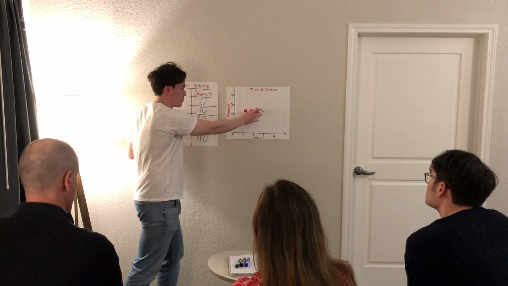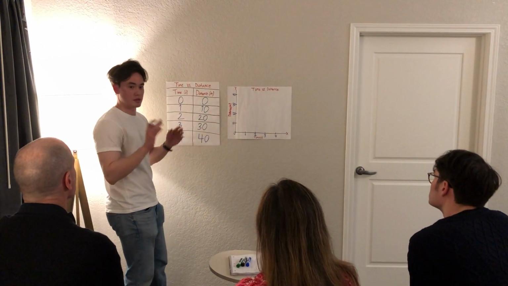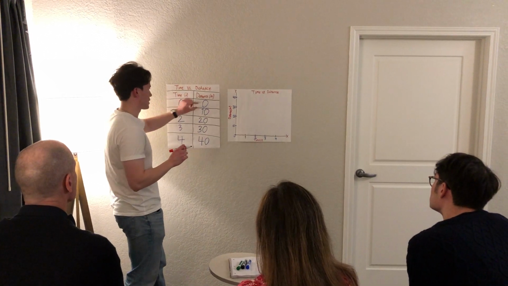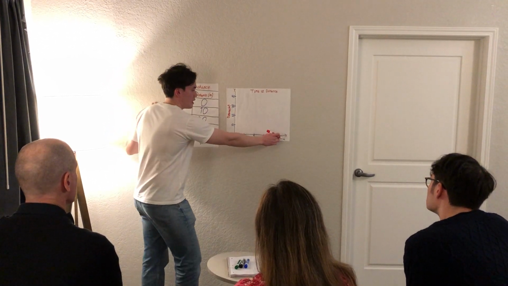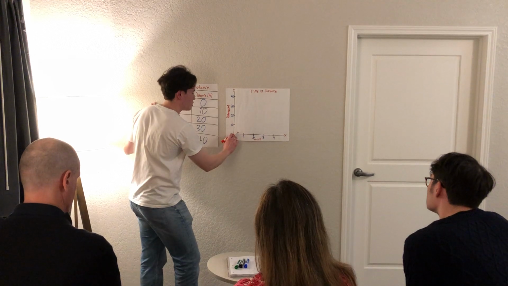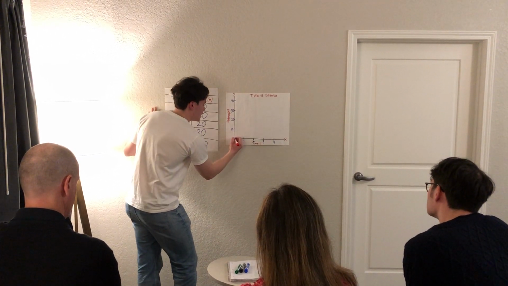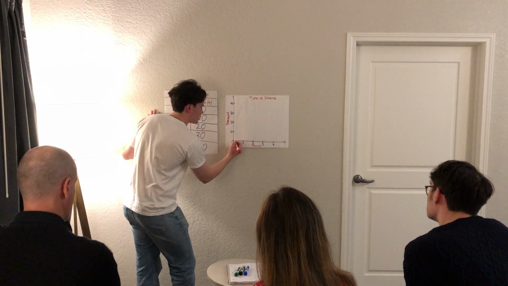So with this information, we can take the data from this table and plot it on the graph right here. So the first thing we got to do is to look at the first data point, which is 0 seconds and 0 meters. And we find here that on the x-axis we find 0, and we find on the y-axis 0 is in the exact same spot. So our first point is going to be right at the bottom right here.